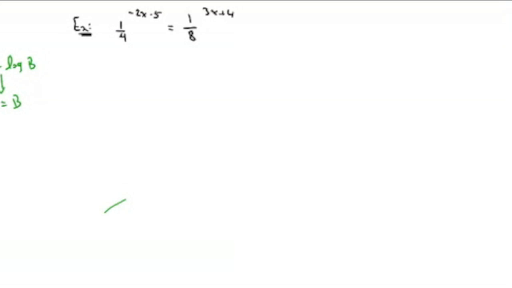What times what is equal to a quarter? 5 times 5 is 25. That's a quarter. Half. A half of a half is a quarter. So I can write this side as (1/2 squared) raised to the negative 2x minus 5. Probably didn't need those parentheses, but I like putting them. All right, what about 1/8?